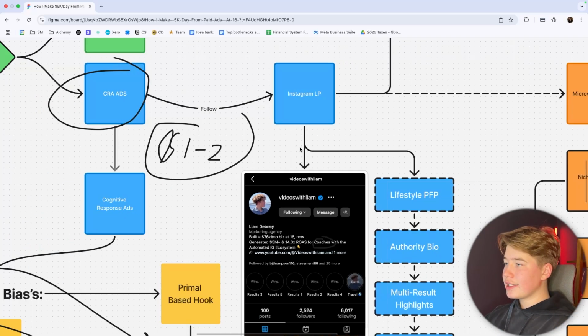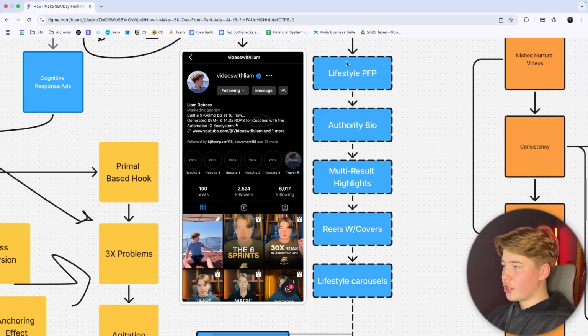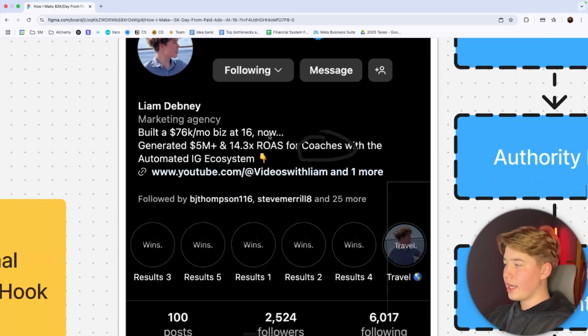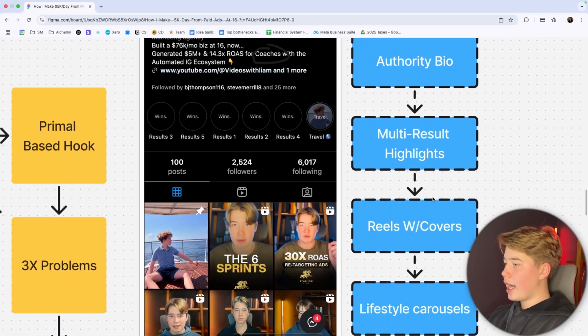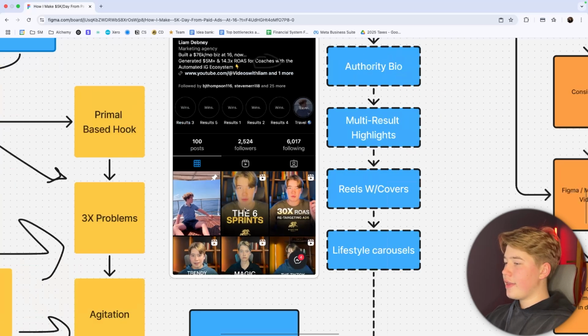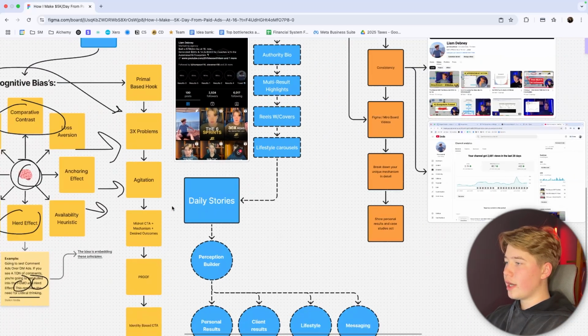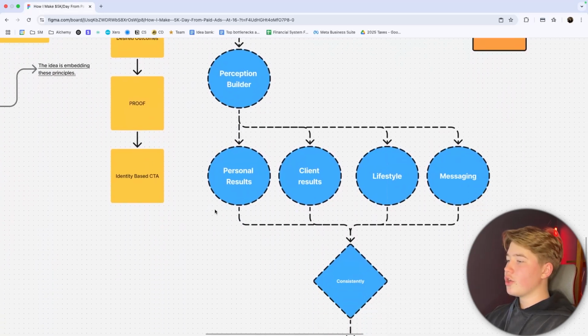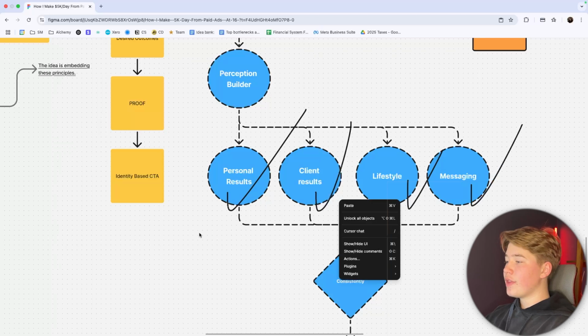And what this allows us to do is have them in a place where they can get nurtured. So the ideal setup is having a lifestyle profile picture, an authoritative bio like mine, then having multiple result highlights, having reels with covers, and then having some lifestyle here to make you look like a real person. And then within that, nurturing people with daily stories, which is a perception builder, where you share personal results, client results, lifestyle, and messaging. Once again, these are all biases.